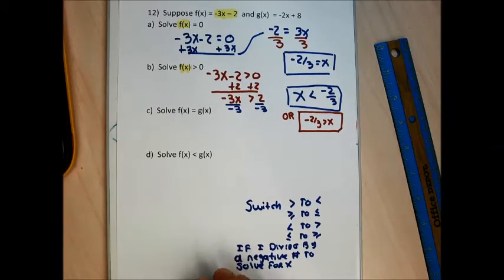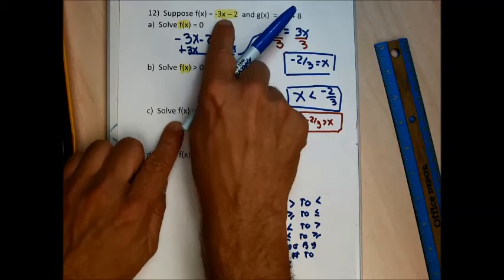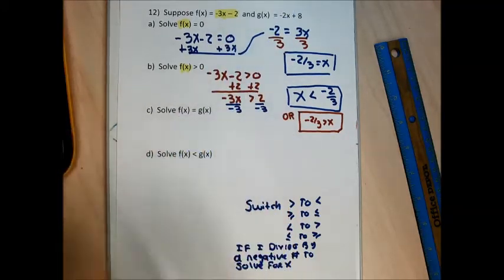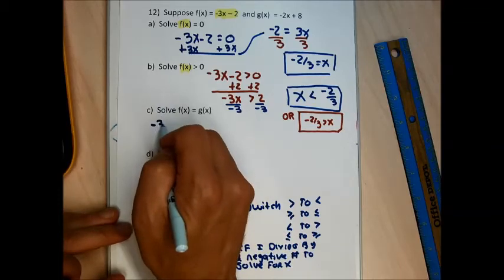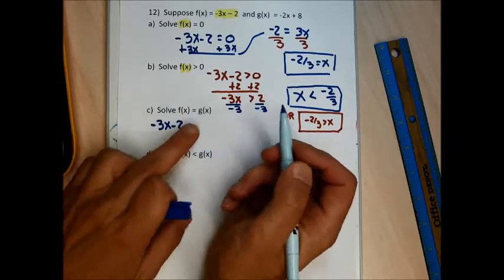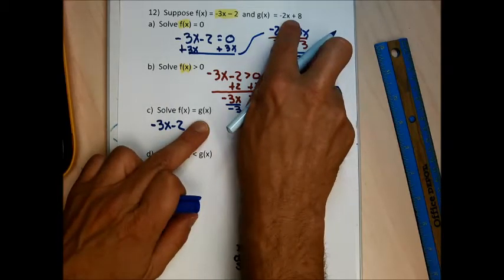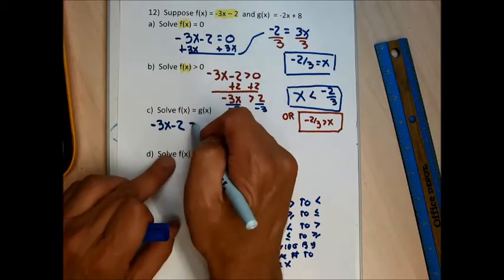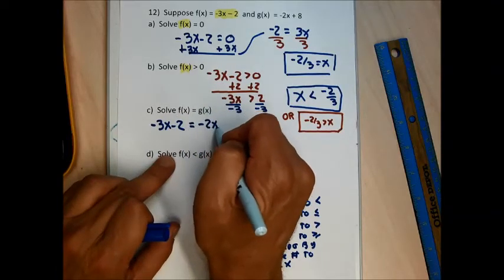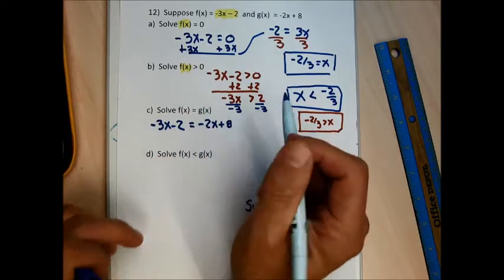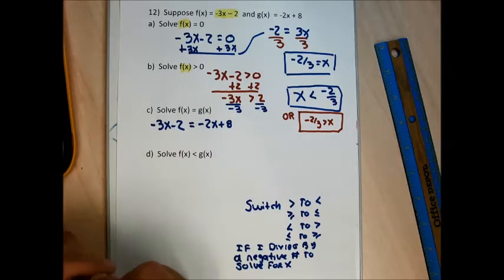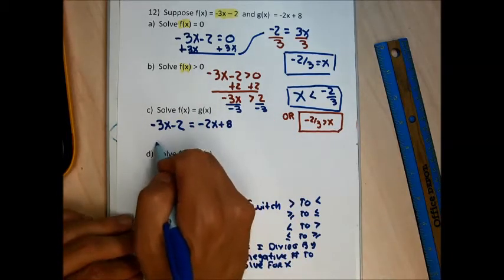To do part C, I'm going to change the f of x to minus 3x minus 2. And I'm going to change the g of x to minus 2x plus 8, and I have the equal sign between them. So for each of these problems, we're just changing the function notation to what it's equal to, and then I'm solving for x.